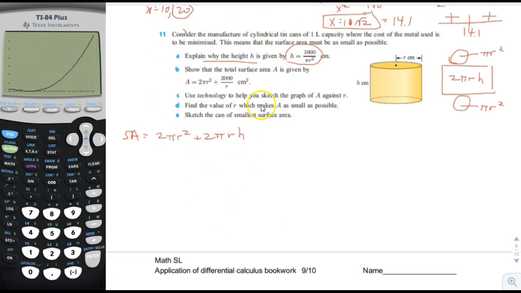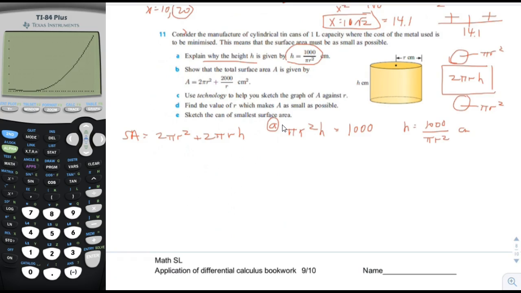Now remember that the volume of the cylinder is going to be 1 liter. So we could also write another constraint equation, which would be that the volume, which is pi r squared times h, is going to be equal to 1, or 1,000 in terms of centimeters cubed. So now we could say that h is equal to 1,000 centimeters cubed divided by pi r squared centimeters squared. So that's centimeters, right? Okay, so that was part A.